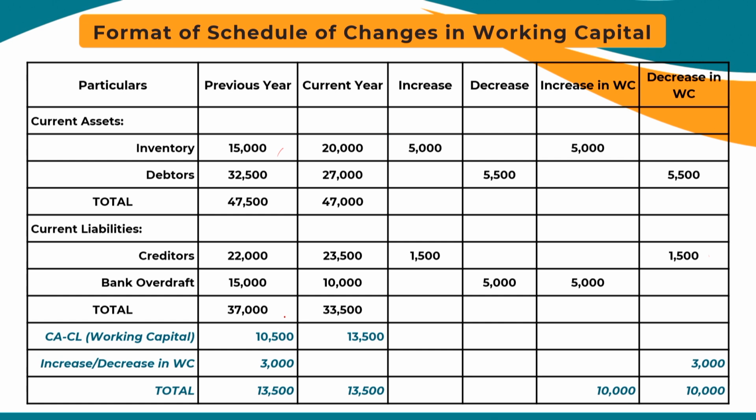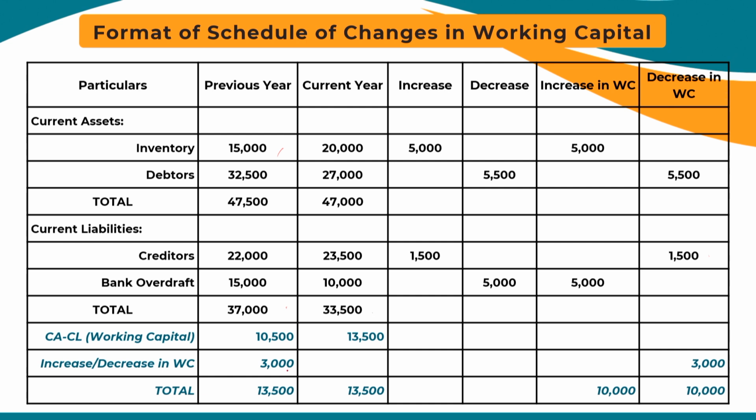Then we are there to make the total of current liabilities as it is made over here. For previous year it is 37,000 and for current year it is 33,500. Then as we all know, the working capital is the difference between the sum total of current assets and sum total of current liabilities. Here in the format it is calculated. For previous year it is 10,500, for current year it is 13,500. It appears that there is an increase by 3,000 so far as the working capital and its use is concerned during these two balance sheet dates.